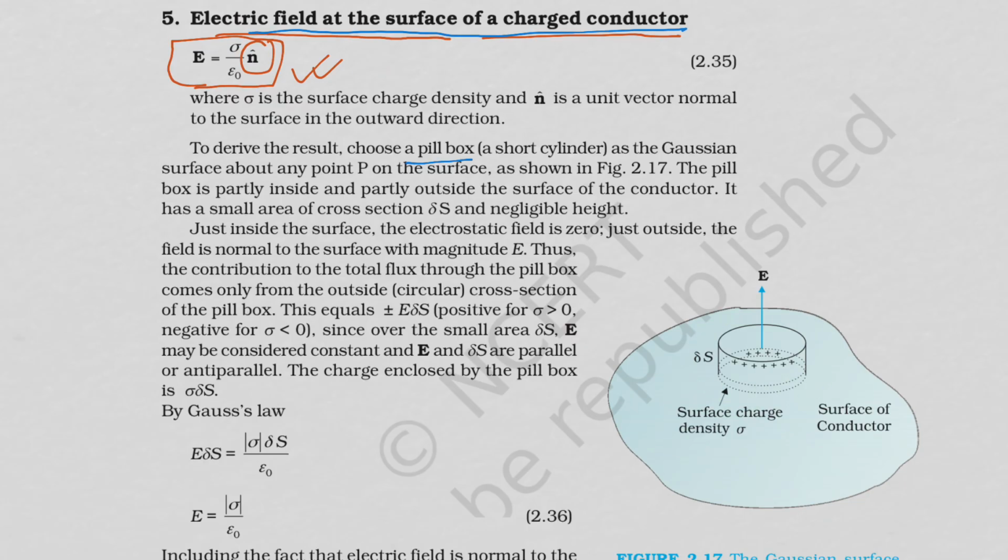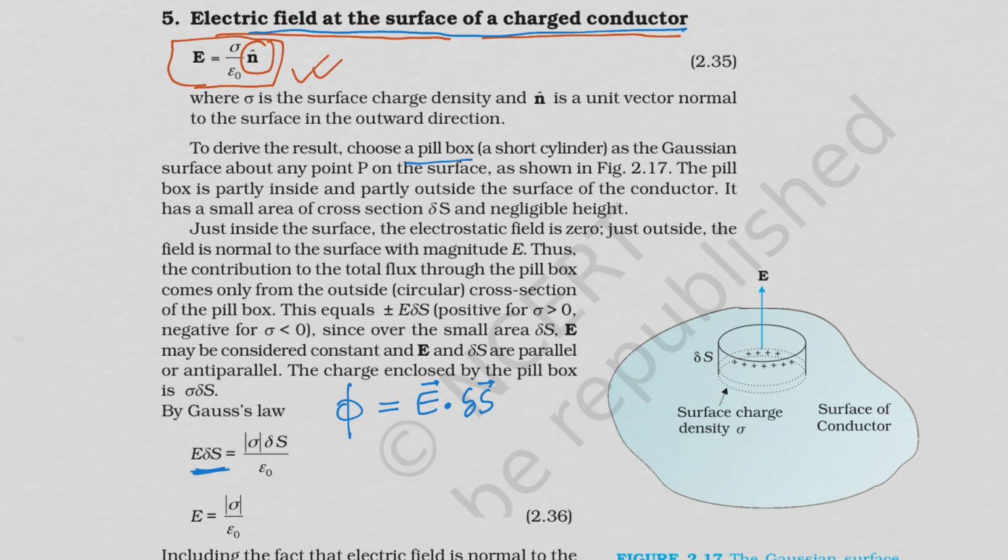And simultaneously we use Gauss's law. And what does Gauss's law say? It says that electric flux is equal to electric field E dot delta S, where delta S is the area vector and E is the electric field, and this is the dot product. Or if we just focus on the magnitude, we will say phi is equal to E delta S.